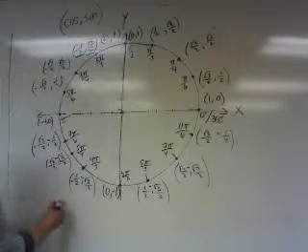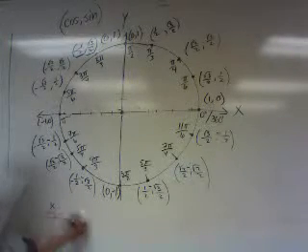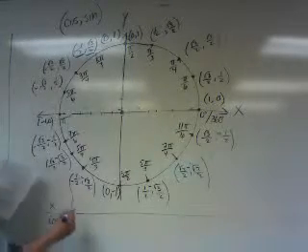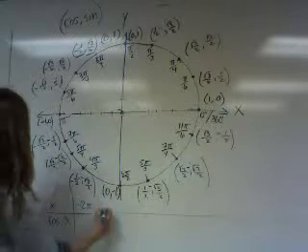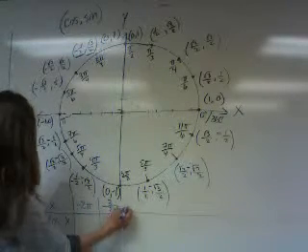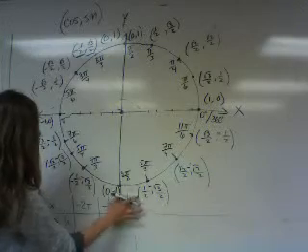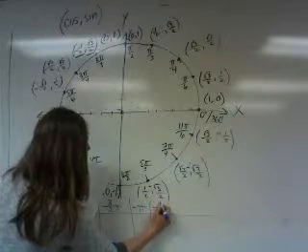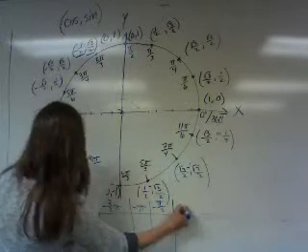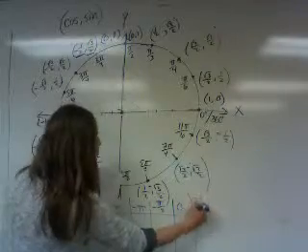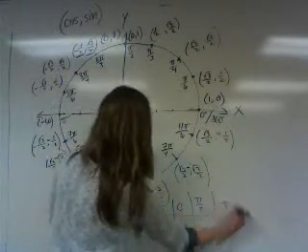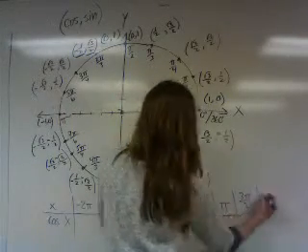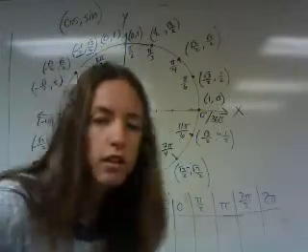So you have x and cosine x. It's negative 2 pi, negative 3 over 2 pi, negative pi, negative pi over 2, 0, pi over 2, pi, 3 pi over 2, and then 2 pi. Okay, I don't know if you can see that. Can you see that? Yeah, you can see that.